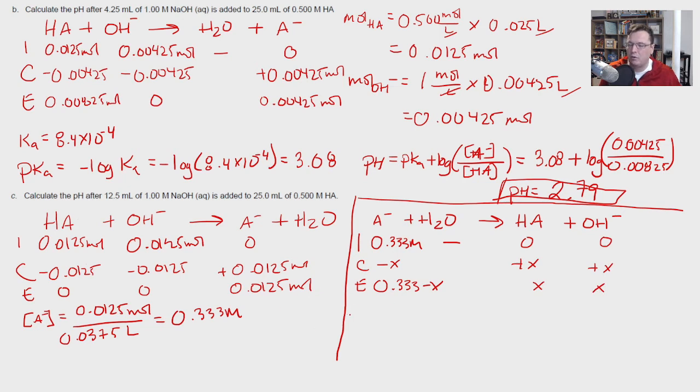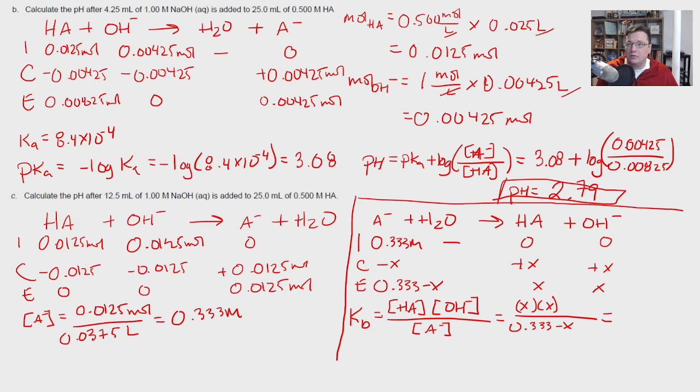And so now what we do is we set up the equilibrium expression. So this right here is a base dissociation reaction. So that's going to be Kb is equal to the concentration of HA times the concentration of OH minus over the concentration of A minus. So we plug in those numbers, and we're going to end up with X times X up there, divided by 0.333 minus X.